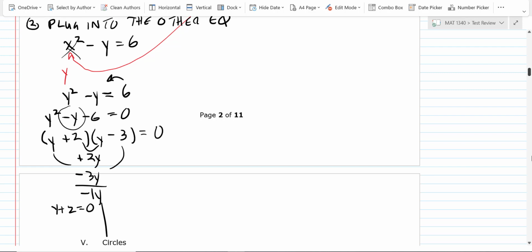Y plus 2 equals 0. That gives y equals negative 2. And then you have y minus 3 equals 0. That gives y equals 3. Now, that's not the answer of the problem. That's just what y is. You've got to also go back and find what x is. So that would lead us to our step 3 here: we need to find x for each y.